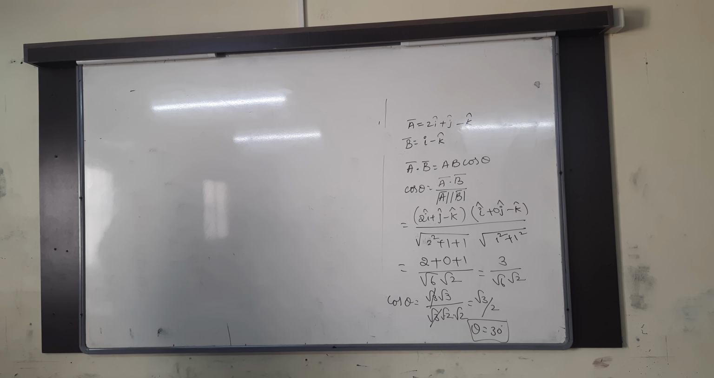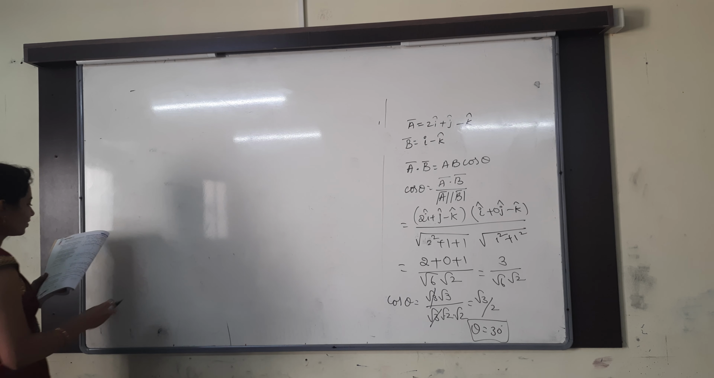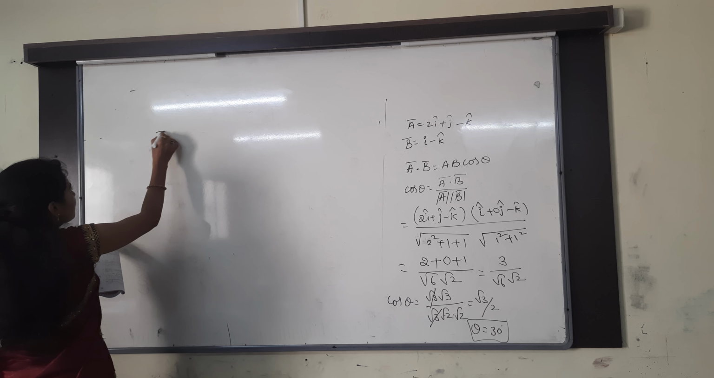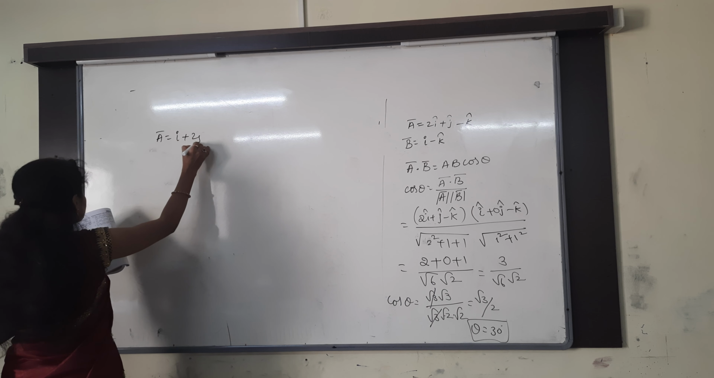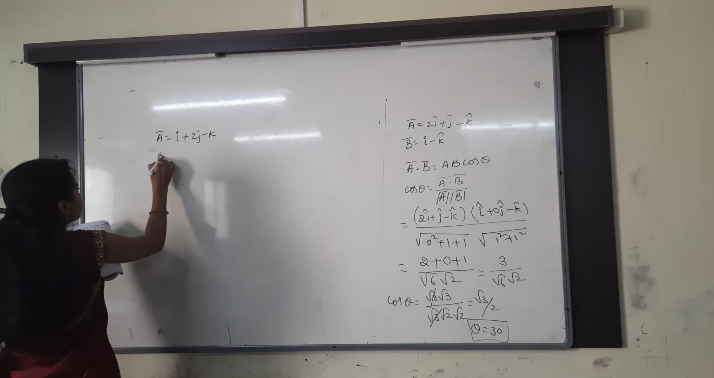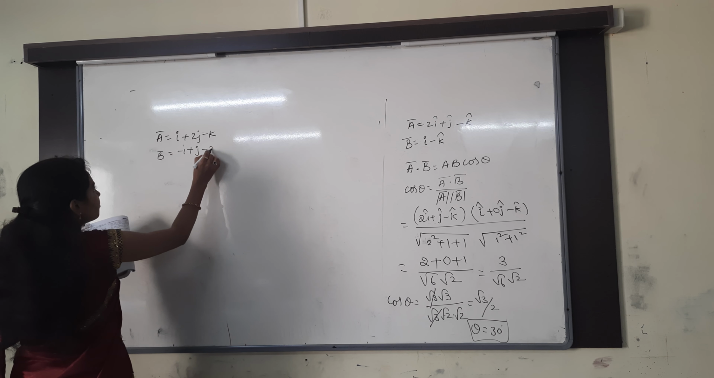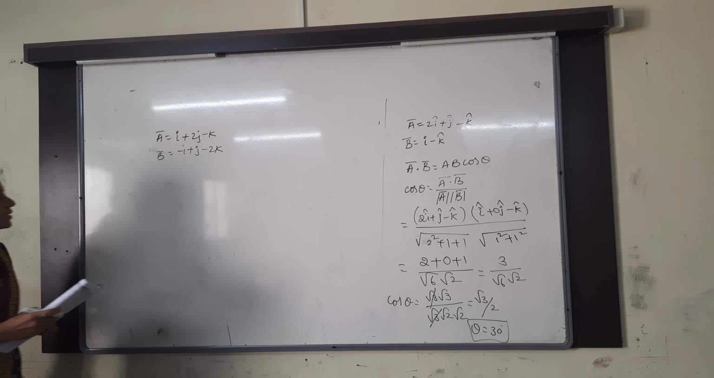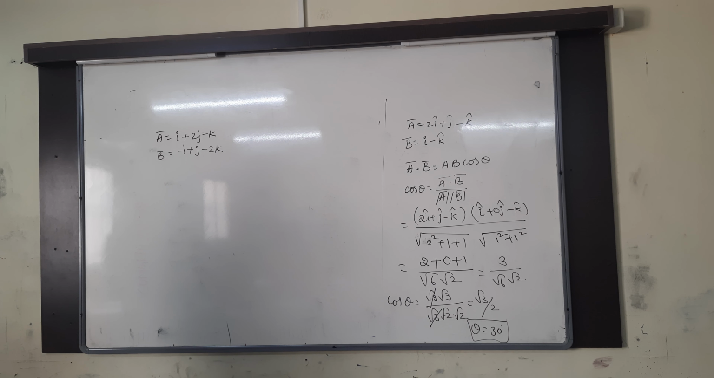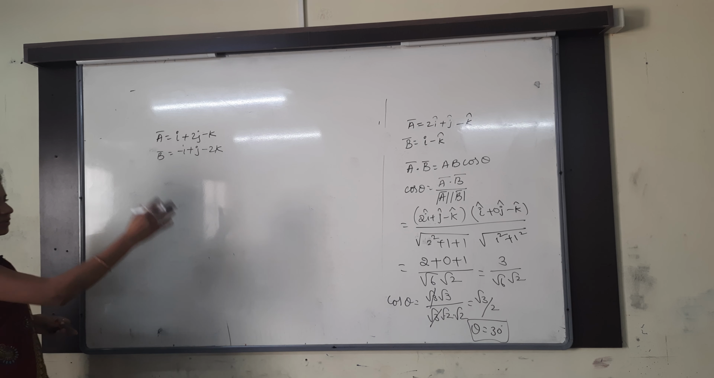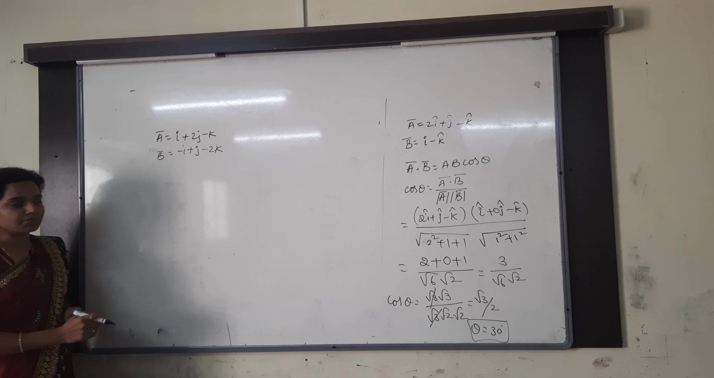60 degrees is the correct answer. Yes. See, A bar is equal to i plus 2j minus k, I have given. B bar is equal to minus i plus j plus 2k. Now I am asking the angle between them. Angle between them means don't do that many steps. That is the first problem, so only I have done that many.